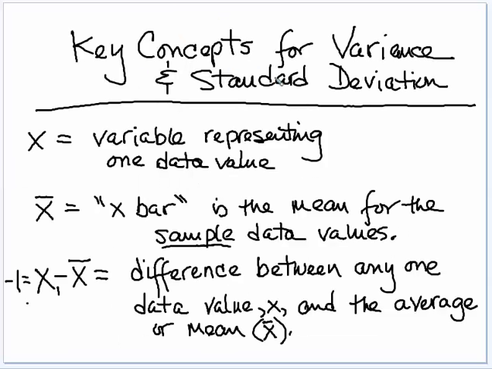All right, so key concepts for variance and standard deviation. X is just the variable representing one data value. X bar is really just the mean for the sample data values. We call it X bar because it shows anyone else who's looking at our data that we're looking at a sample and not at the entire population.